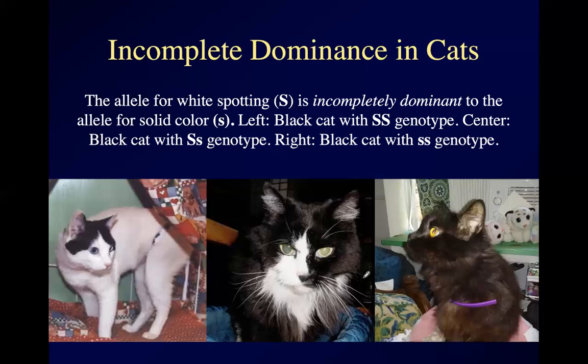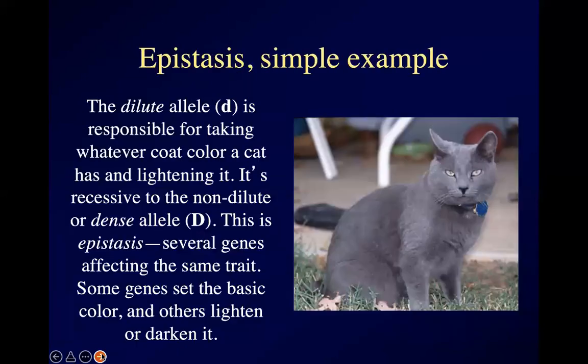So this is incomplete dominance. A cat that is homozygous for the white spotted allele has so many white spots that it's mostly a white cat. A cat that's homozygous recessive for the solid color allele is going to have no spots at all. And the in-between cat is heterozygous, and it will show white spots, but just a few, maybe just white socks or a white star or the tuxedo pattern.